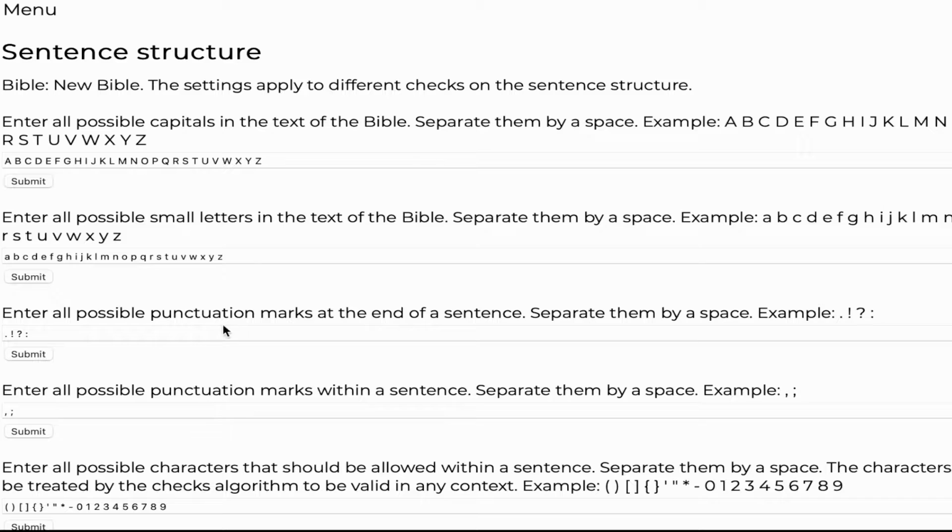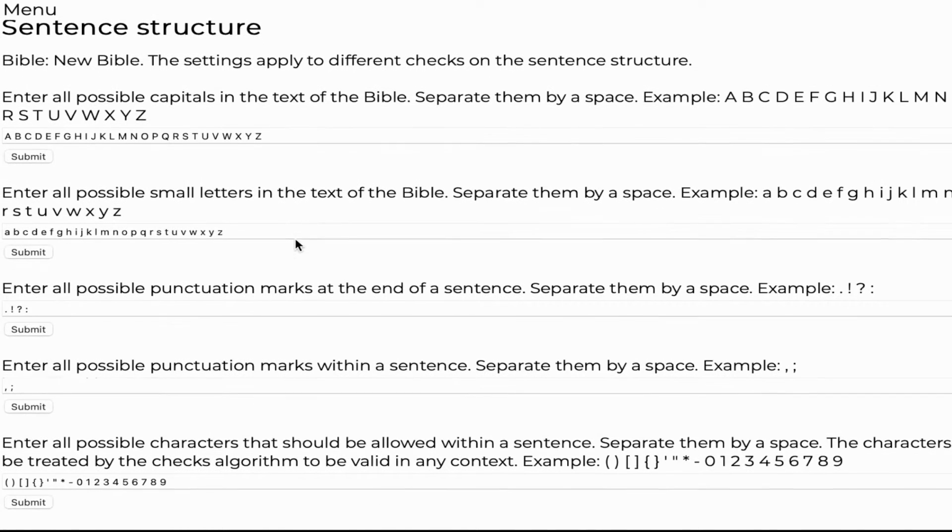The first setting is about all possible capitals in the text of the Bible. Capital A, B, C, and so on. Bibledit uses this setting to check that a sentence starts with a capital. The second setting is about the small letters in the text of the Bible, a, b, c, d, e, f, g. Bibledit checks that a header or a sentence does not start with a small letter.